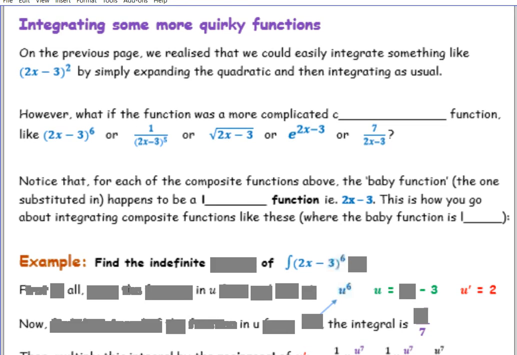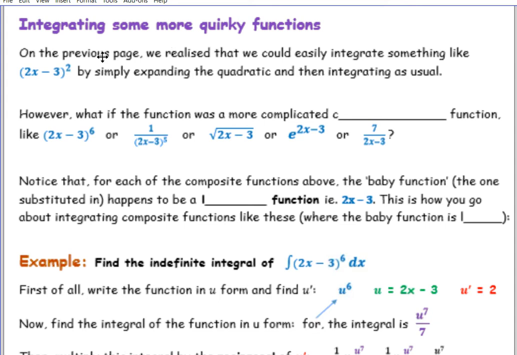On the previous page, we realized that we could easily integrate something like 2x minus 3 squared. What did we do first for that one? We expanded it, we foiled, because something like a quadratic is easy to expand and foil.